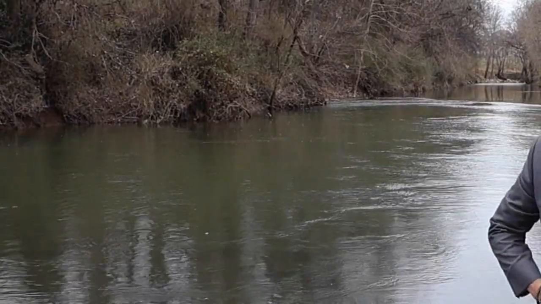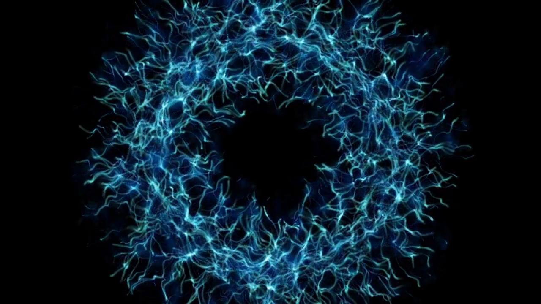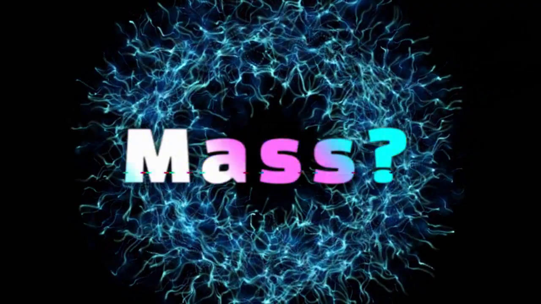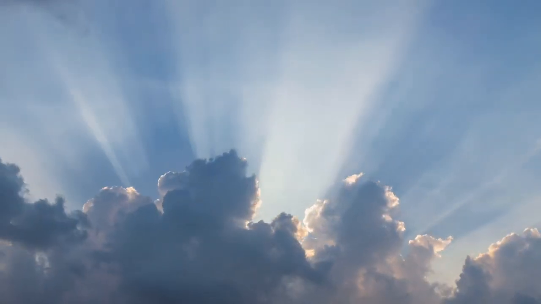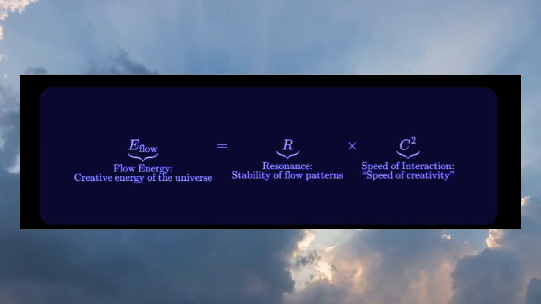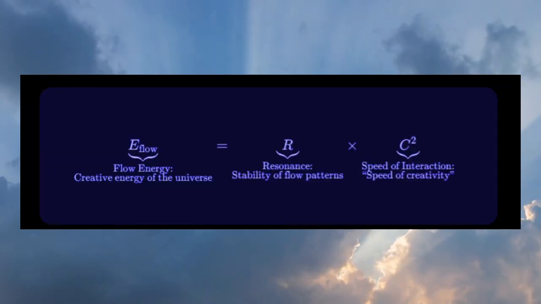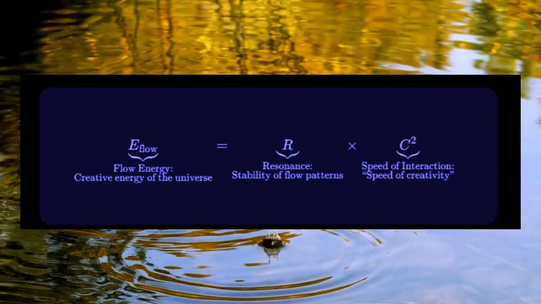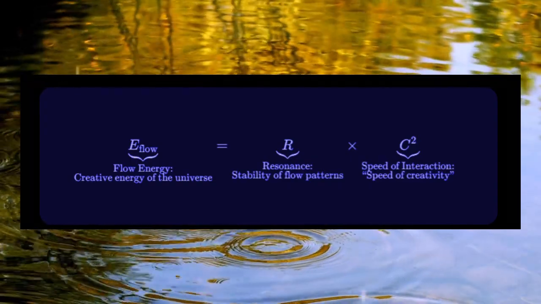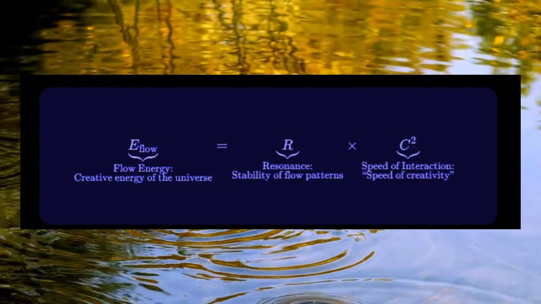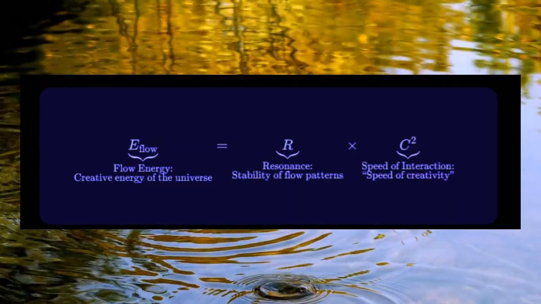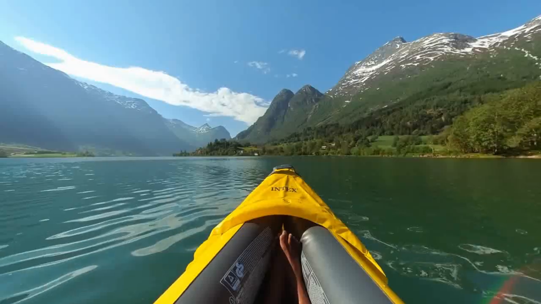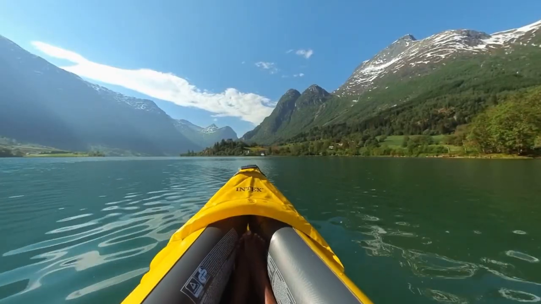You've heard how energy and mass are interchangeable. But have you ever wondered, where does mass come from in the first place? What if I told you, I have created an equation that doesn't just explain how energy is released from mass, but how mass itself is created? Let's explore how this equation, E-flow equals R times c squared, changes everything we know about energy, mass, and the very nature of reality itself. Get ready for a new way of seeing the universe.